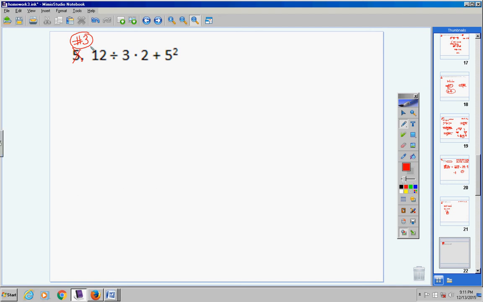Alright, now, when I look at this, what's the first thing I do? Powers. So 12 divided by 3 times 2, and then plus 25. Now the next thing I'm going to do is all multiplication and division as I see it. See, some students think you do multiplication before you do division. That's not right. You go left to right, doing all multiplication or division as you see it.